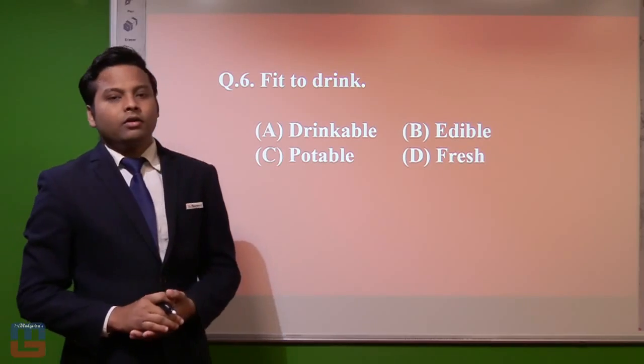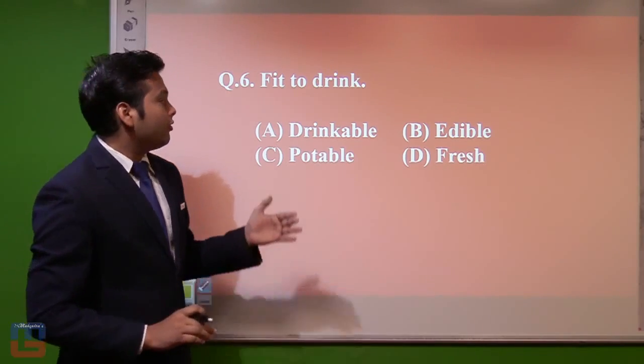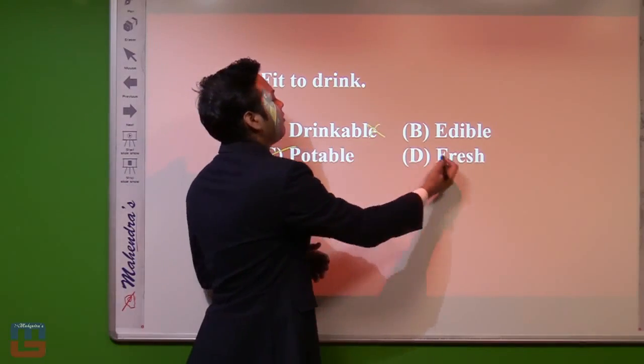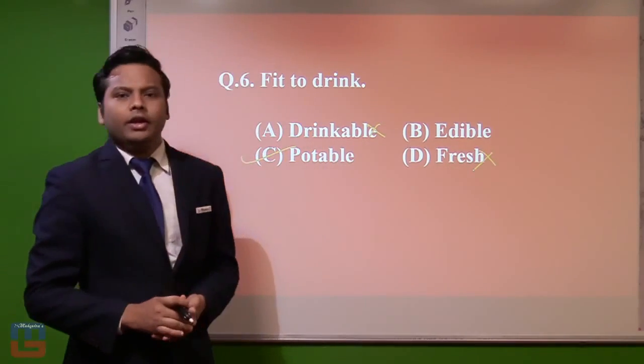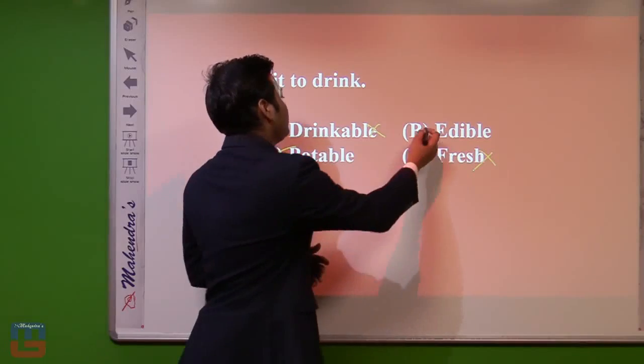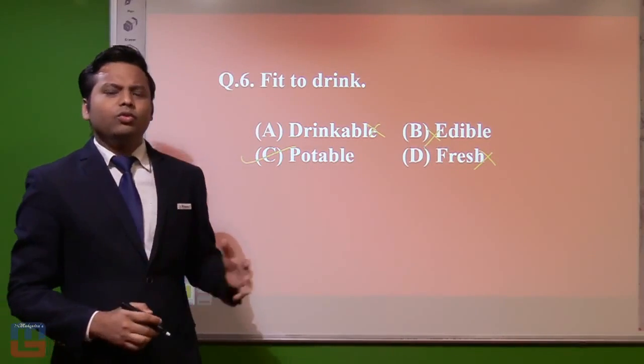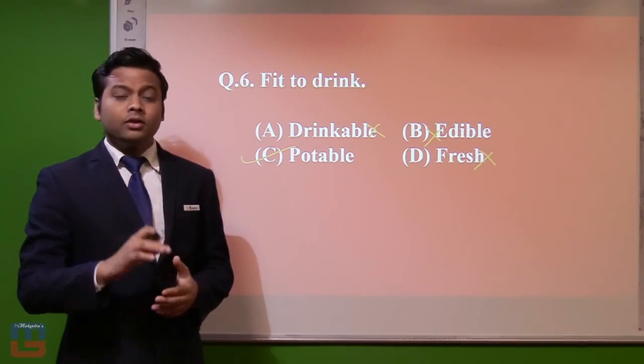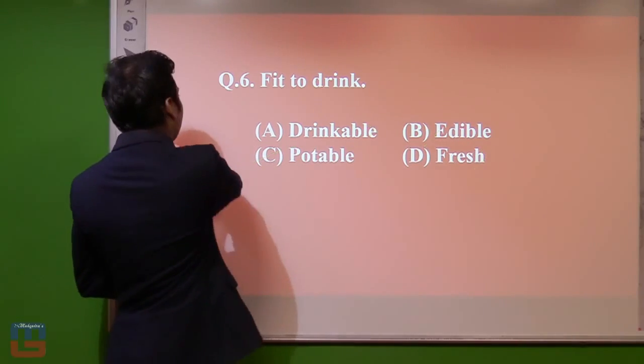The next part is one word substitution. Anything fit to drink, that is potable. There is nothing called drinkable or fresh. Edible is anything fit to eat. So we have to exclude those 3 options. Our correct option is potable. Anything fit to drink is potable. On to the next part.